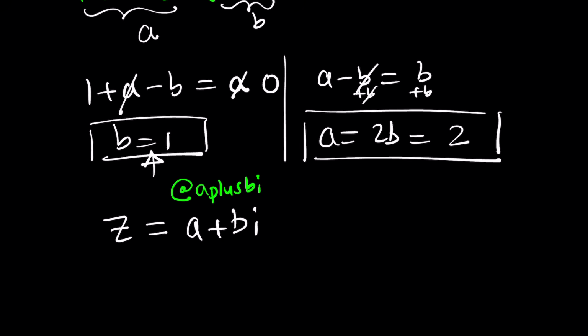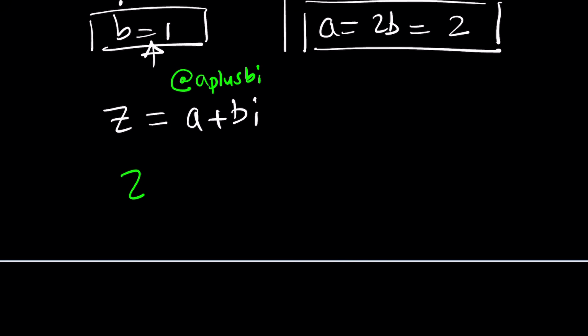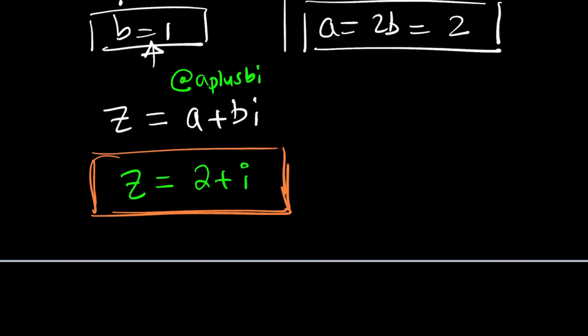Now, since a is equal to 2 and b is equal to 1, our complex number, the infamous complex number z, is going to be 2 plus i. Is there only one solution for this equation? Looks like it, because we didn't find any a and b values that work in this scenario. So that should be a unique solution.